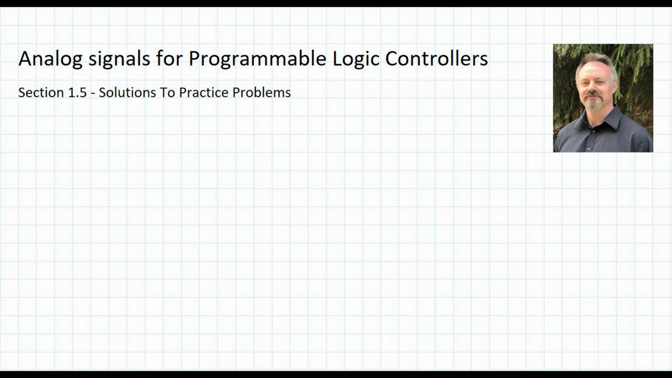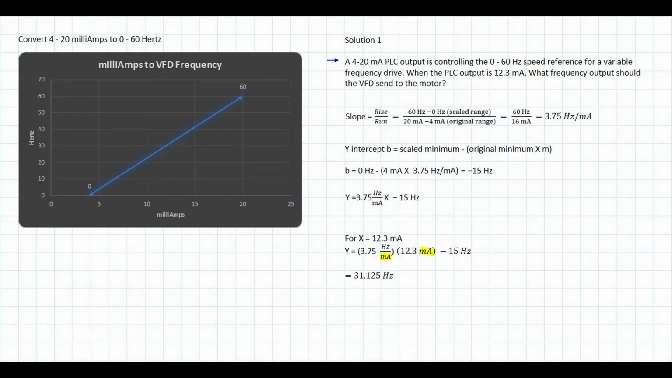In the last module, we had several practice problems. Let's take a look at the solutions to those. A 4 to 20 milliamp PLC output is controlling the 0 to 60 Hz speed reference for a variable frequency drive. When the PLC output is 12.3 milliamps, what frequency output should the VFD send to the motor?